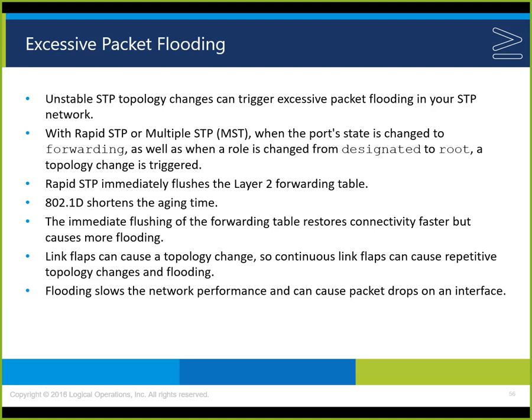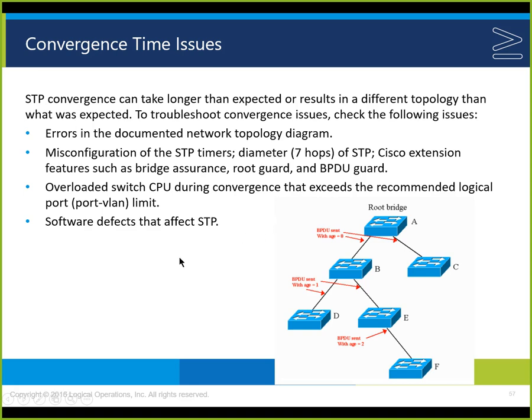You saw in the STP Wireshark capture whether there was a topology change or not, what happened for these things. It slows the network performance, causes packet drops, and flooding is always going to take some time because it means that we have unknown MAC addresses. The more topology changes that we have in rapid, the more flooding is going to happen because we're going to flush the MAC address table to get there.